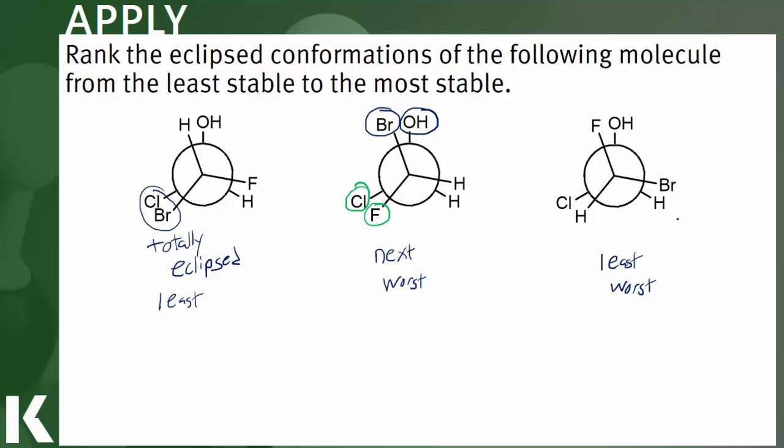And the reason why is that in this case, bromine, the largest functional group on the front carbon, is paired with hydrogen on the back carbon. And similarly, chlorine, the largest functional group on the back carbon, is paired with hydrogen on the front carbon. So this is not a stable conformation, but it's the least worst of the bunch.